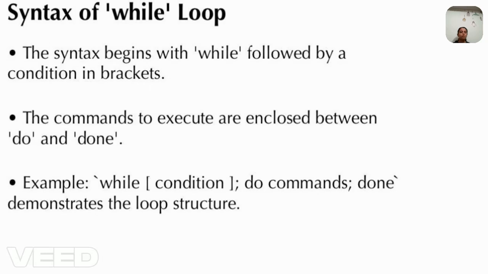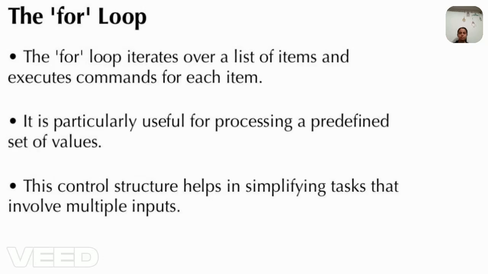The syntax of the while loop begins with the keyword while followed by a condition in brackets. The commands to execute are enclosed between do and done. For example, while condition do commands and then done demonstrates the loop structure.